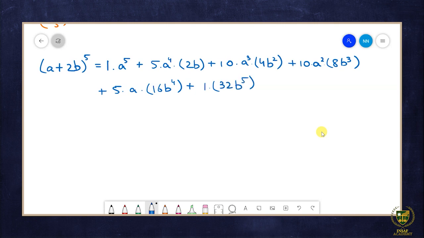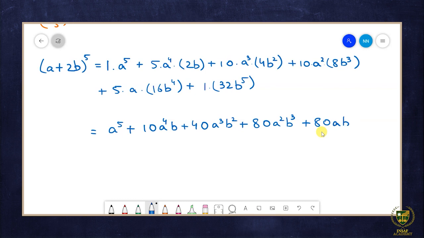This is equal to a^5 plus 10 into a^4 into b plus 40 into a^3 into b^2 plus 80 into a^2 b^3 plus 80 into a into b^4 plus 32 into b^5. So this is our final and required result.